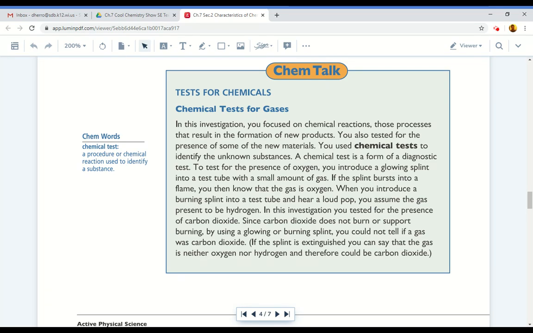Since carbon dioxide does not burn or support burning, by using a glowing or burning splint, you could not tell if a gas was carbon dioxide. If the splint is extinguished, you can say that the gas is neither oxygen nor hydrogen and therefore could be carbon dioxide.